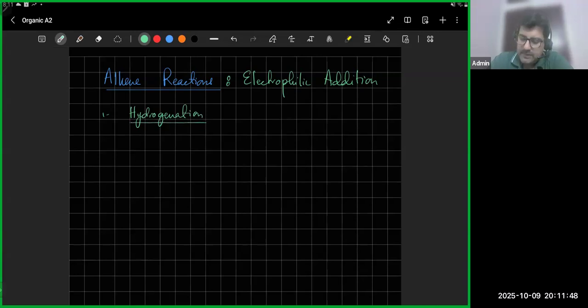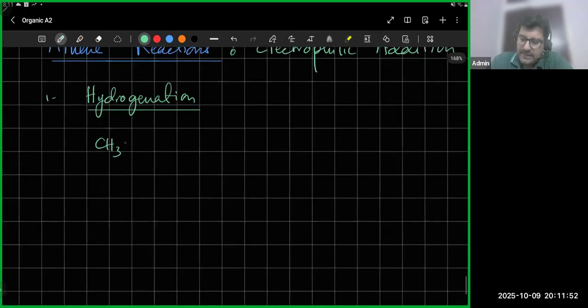Okay, that's number one. So if you have an alkene, it will get hydrogenated and there would be a double bond and hydrogen would get added to it. So the reagent is hydrogen and the product is going to be... all reactions are with a double bond.